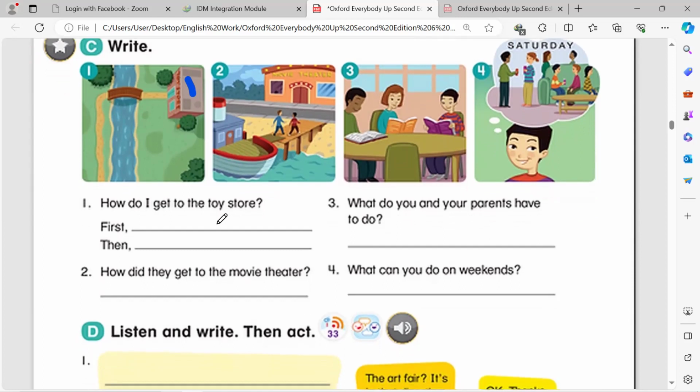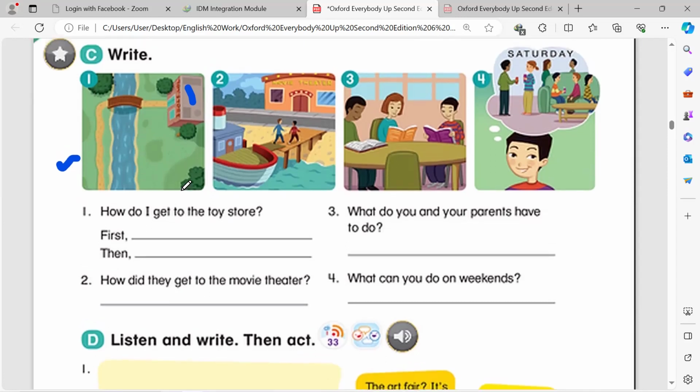Do you still remember how to give directions? How do I get to the time store? First, go. How do you say that? How would you use the word for the first picture? Okay, go straight along the river, or like that. And then over the bridge. Yeah, over the bridge. And how about number two?